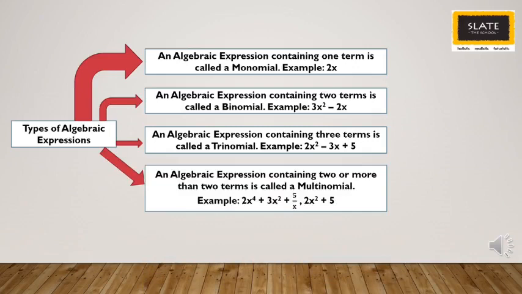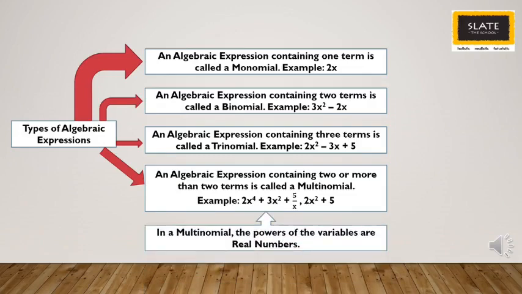And an algebraic expression containing two or more than two terms is called a multinomial. Example, 2x power 4 plus 3x square plus 5 by x, 2x square plus 5. In a multinomial, the powers of the variables are real numbers.